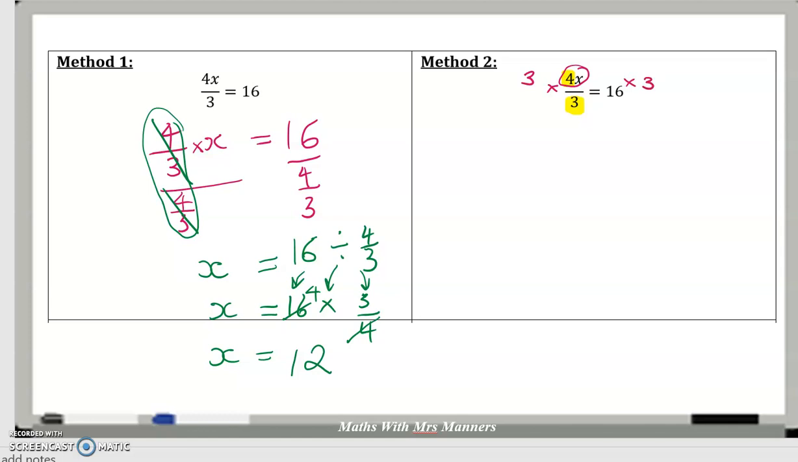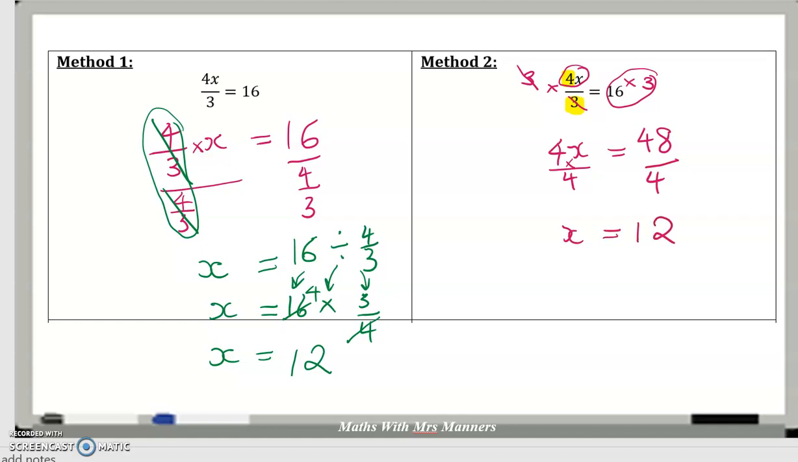So I'm going to do that on both sides, and this 3 in the numerator divided by the 3 in the denominator will cancel to give 1. So I'm just left with 4x, and on the right hand side, 16 times 3 is 48. And then I can remove this 4, well it's joined to the x by times, so I will divide by 4 on both sides, giving me x equals 12.